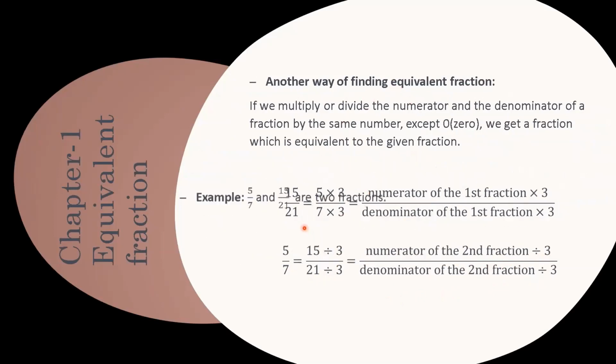Now from the example, as you can see, my dear, if we multiply 5 divided by 7 by 3, both the numerator and the denominator, we get 15 by 21, which is the second fraction. And from the second fraction we get the first fraction. How? If we divide 15 by 3 and 21 by 3, then we get 5 divided by 7, which is the first fraction. So in this way, we can find the equivalent fraction also.